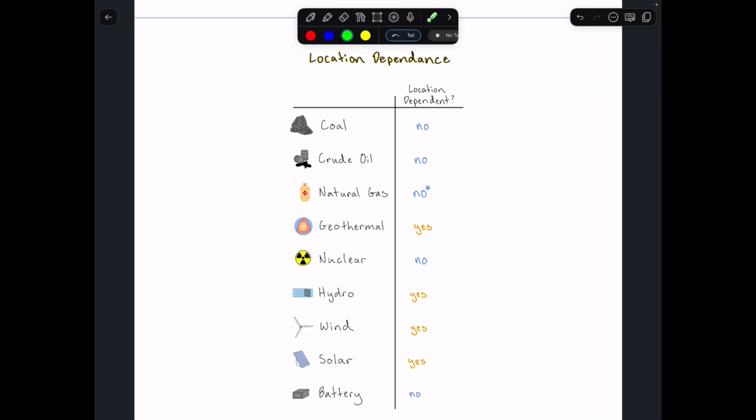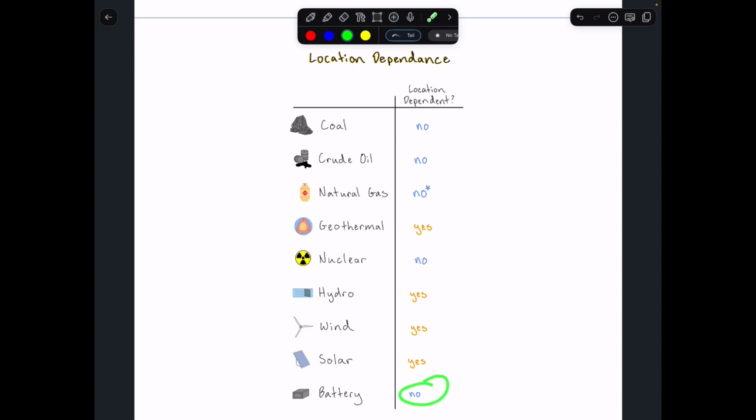Then solar is also location dependent, even though it can be economically deployed in most regions around the world. Solar generation is highly dependent on the region. The example I used back in the solar lecture is if you had the same set of solar panels in Egypt versus in Norway, those panels in Egypt would generate significantly more electricity because Egypt has much higher levels of solar irradiance year-round in comparison to Norway.